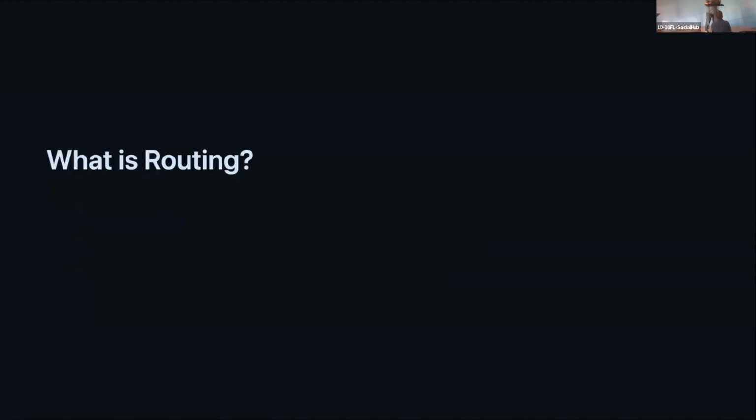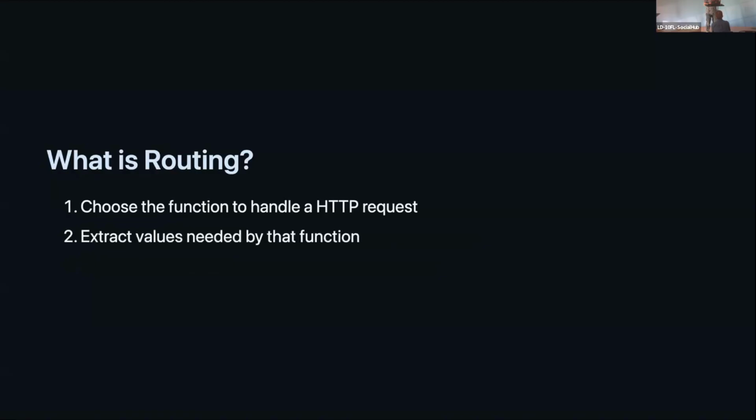So we'll start by saying, what is routing? It's basically three parts. The core of it is choosing the function which is going to handle an HTTP request. An HTTP request comes into our server, and we want to say, okay, what am I going to do with this request? And there are usually two sort of subparts of that.